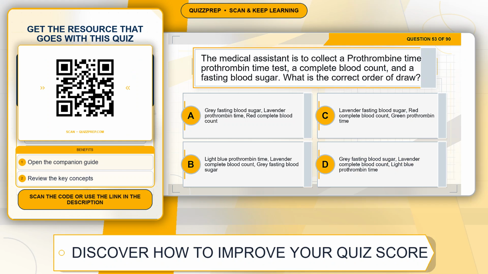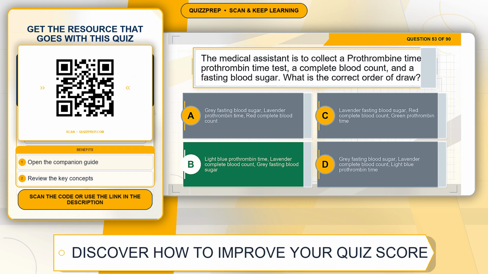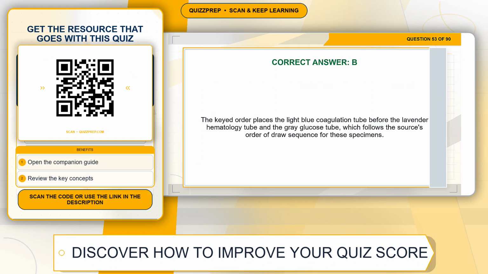Question 53. The medical assistant is to collect a prothrombin time test, a complete blood count, and a fasting blood sugar. What is the correct order of draw? Option A, gray fasting blood sugar, lavender prothrombin time, red complete blood count. Option B, light blue prothrombin time, lavender complete blood count, gray fasting blood sugar. Option C, lavender fasting blood sugar, red complete blood count, green prothrombin time. Option D, gray fasting blood sugar, lavender complete blood count, light blue prothrombin time. The correct answer is option B. Explanation. The keyed order places the light blue coagulation tube before the lavender hematology tube and the gray glucose tube, which follows the source's order of draw sequence for these specimens.